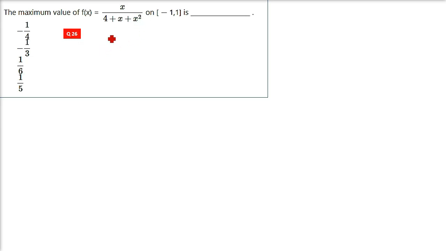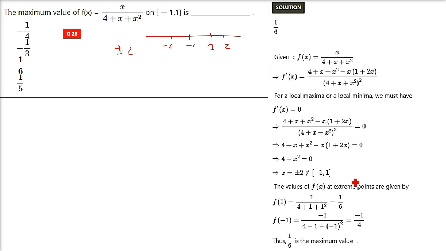The maximum value of f(x) equals this one on minus 1 and 1, and this question we have already covered up. If you remember, we got plus minus 2, and I told you it is out of the bound of negative 1 and 1. So we need to check for negative 1 and 1 only, because this negative 2 and 2 is out of the bound, it is going away or outside the boundary being provided. So those who are following me, they know that 1 by 6 and negative 1 by 4 have already come. We have discussed this in detail, but you can just do it. If you have any problem, then just let me know. We can again take care of this question.